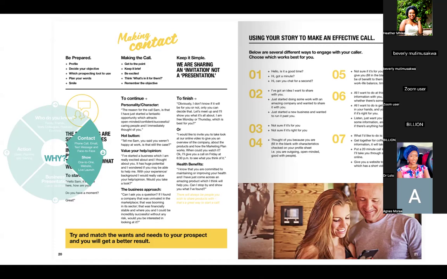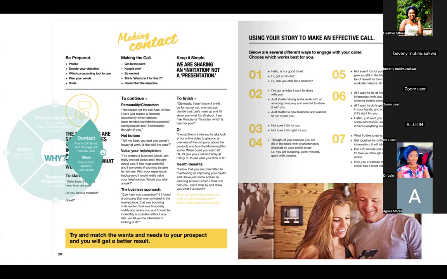Then the second thing: I've got an idea I want to share, or I just started doing some work with an amazing company and wanted to share with you, or I just started a new business and wanted to run it past you. Remember, we said the run it past you is for our chicken list. They started an amazing company and wanted to share it with you. Probably could be for friends and family, and stuff like that.